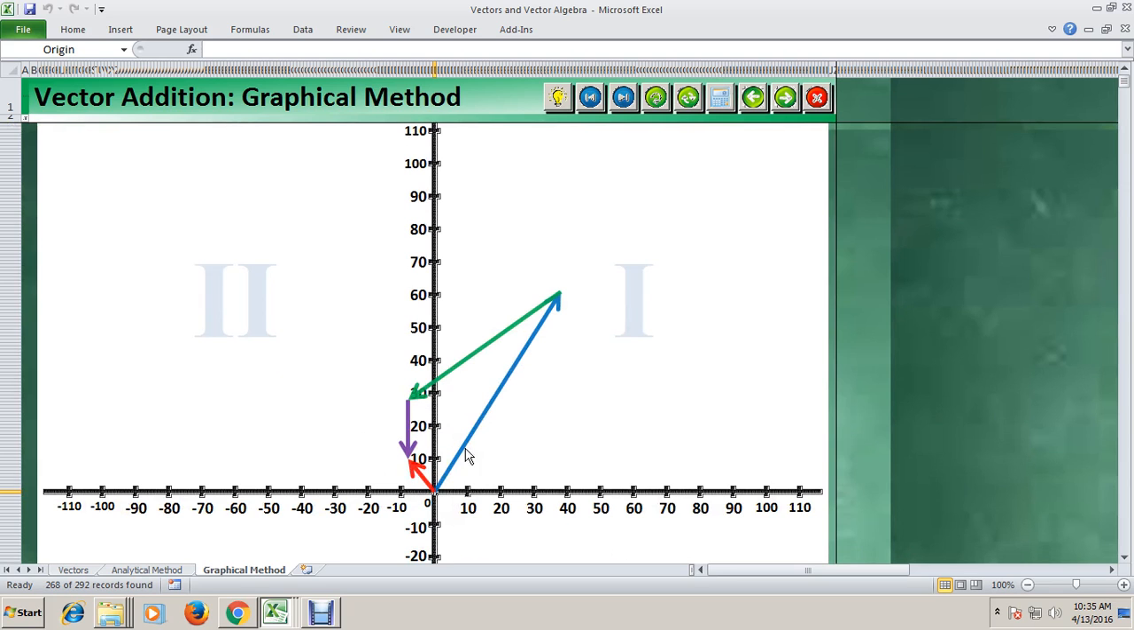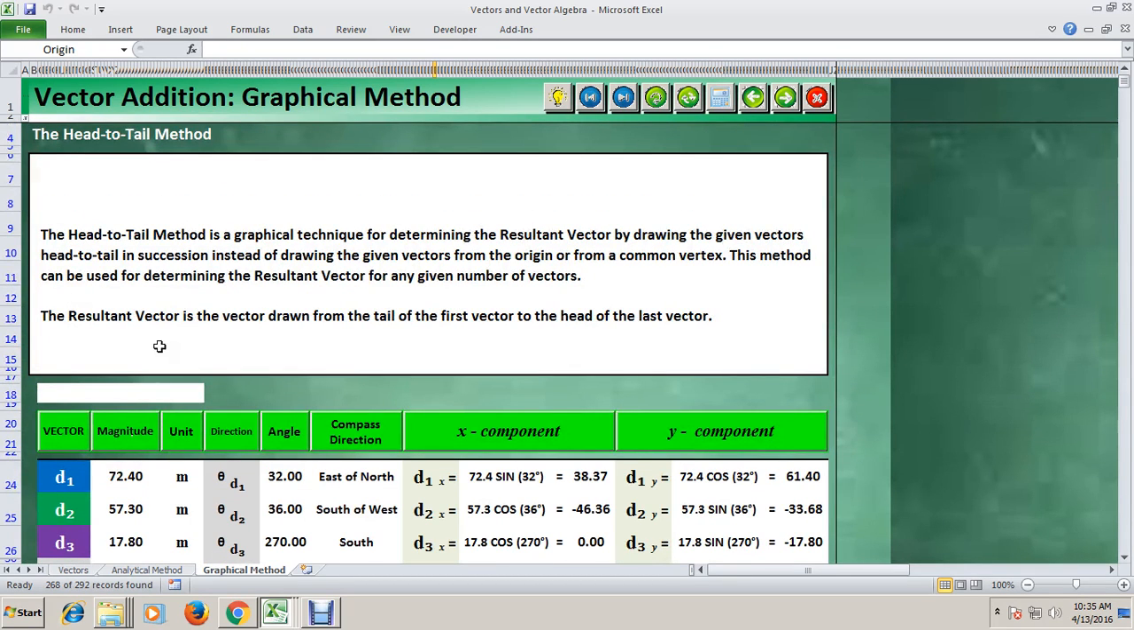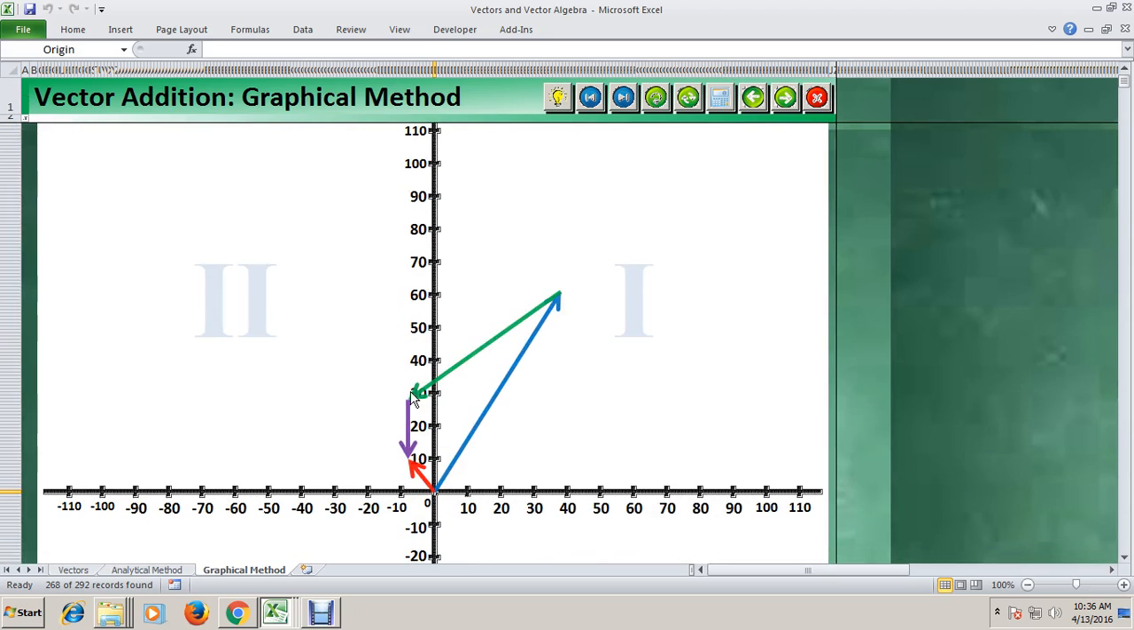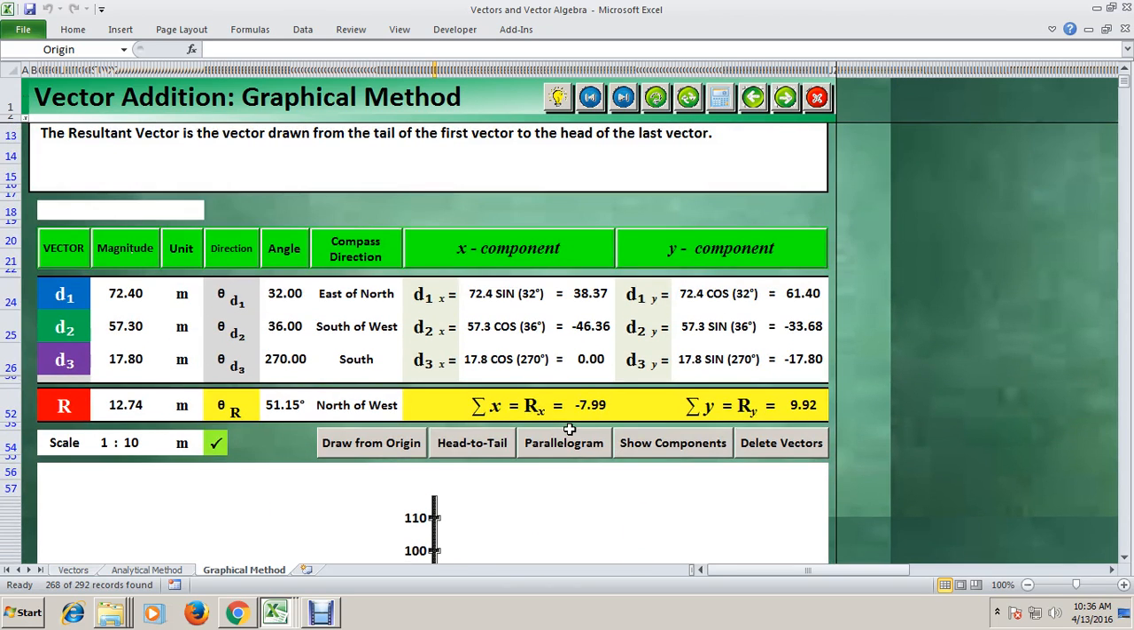Now, how do we determine the resultant vector? Graphically, the resultant vector is the vector drawn from the tail of the first vector to the head of the last vector. This is your first vector. This is your last vector. The resultant vector is drawn from the tail of the first vector, ending up at the head of the last vector. So this is your red vector, or the resultant vector, drawn from the tail of the first vector ending at the head of the last vector. So that is the head to tail method.